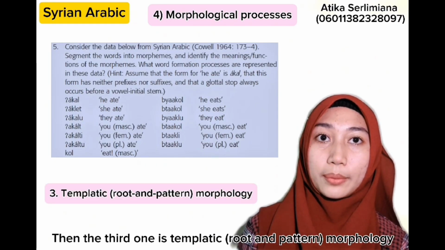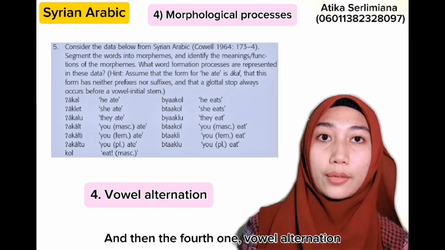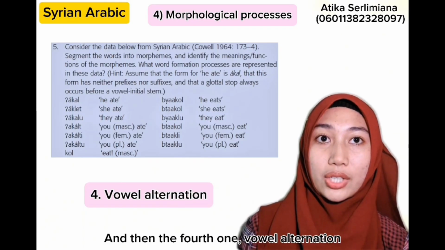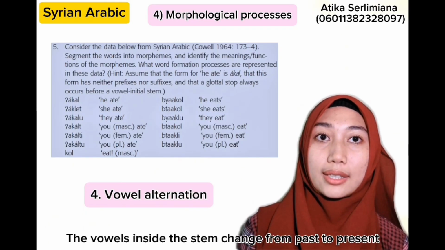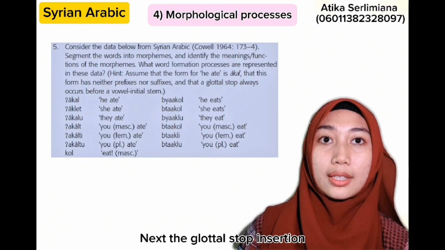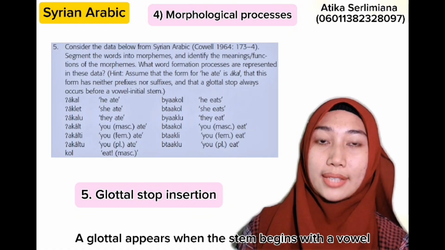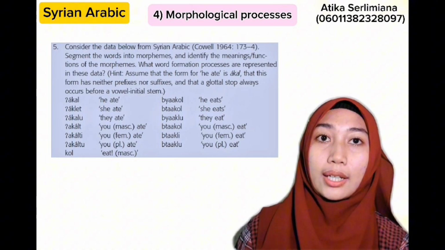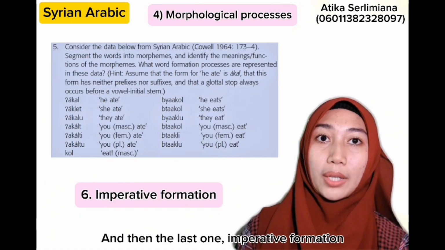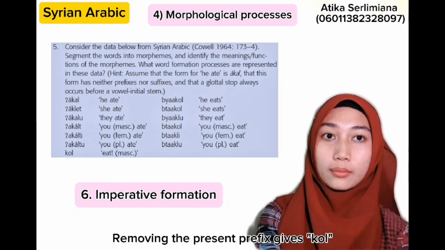Then the third one, templatic, root and pattern morphology. The root, glottal KL, fits into different vowel templates. And then the fourth one, vowel alternation. The vowels inside the stem change from past to present. Next, the glottal stop insertion. A glottal stop appears when the stem begins with a vowel. And then the last one, imperative formation, removing the present prefix gives call.